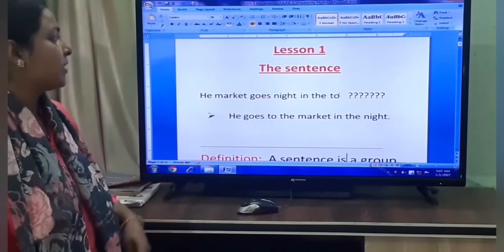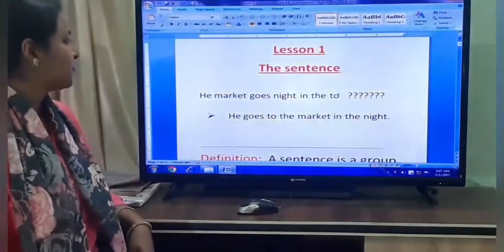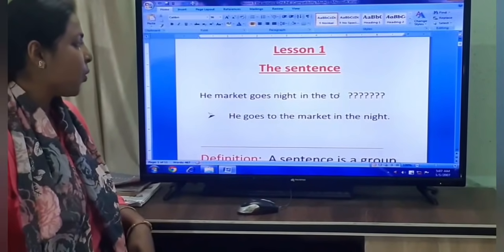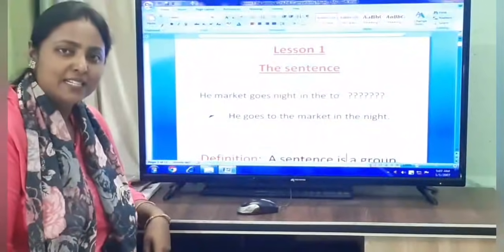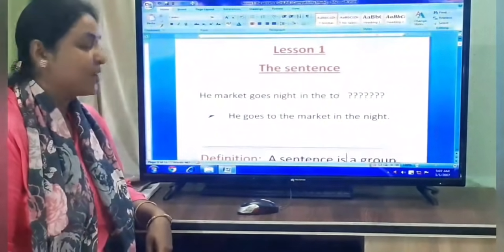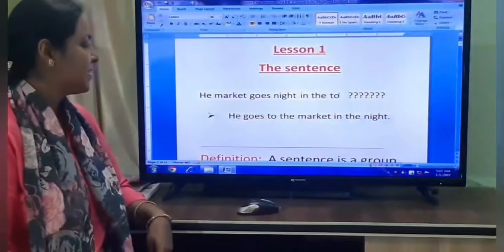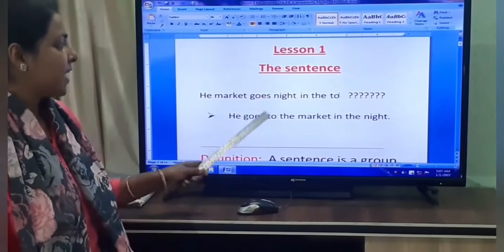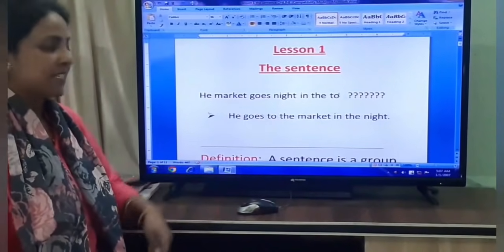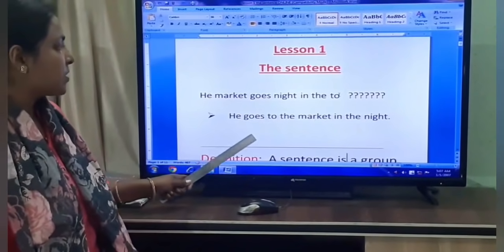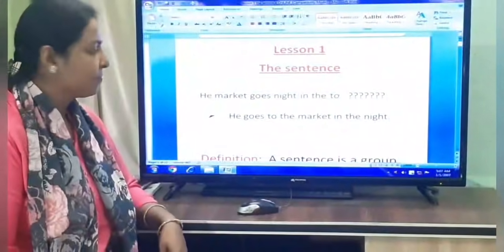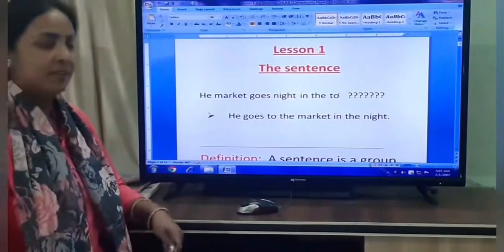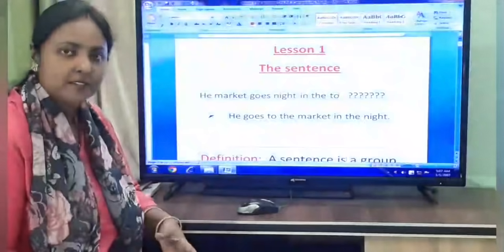Here I have written one sentence for you. "He market goes night in the two." Does it make sense? No. Down below I have written one more sentence. "He goes to the market in the night." It is clear, it gives you a clear sense.